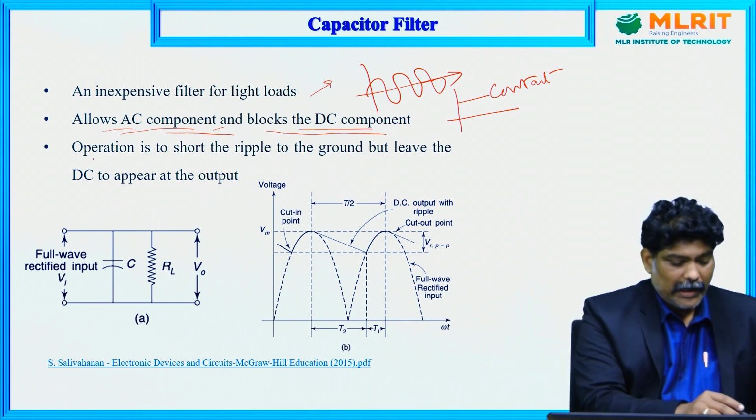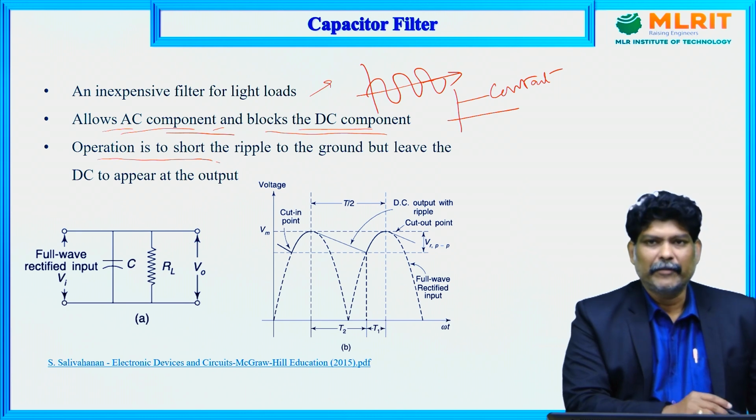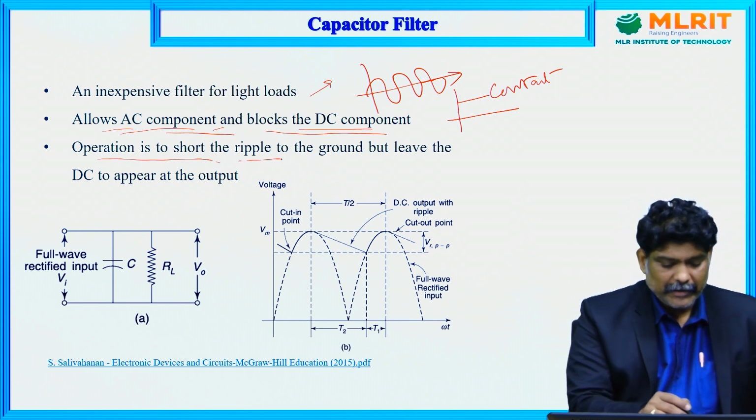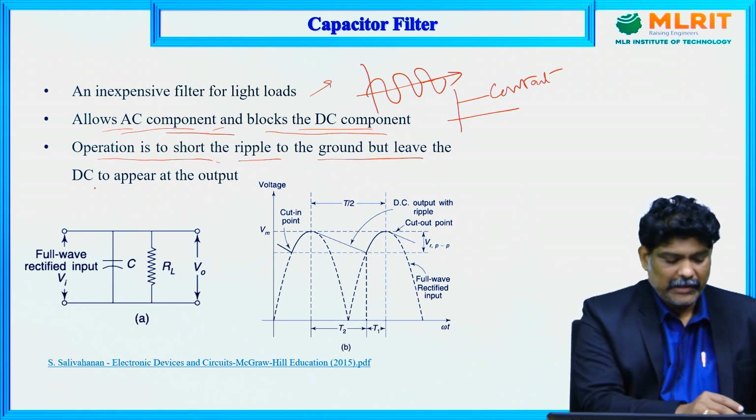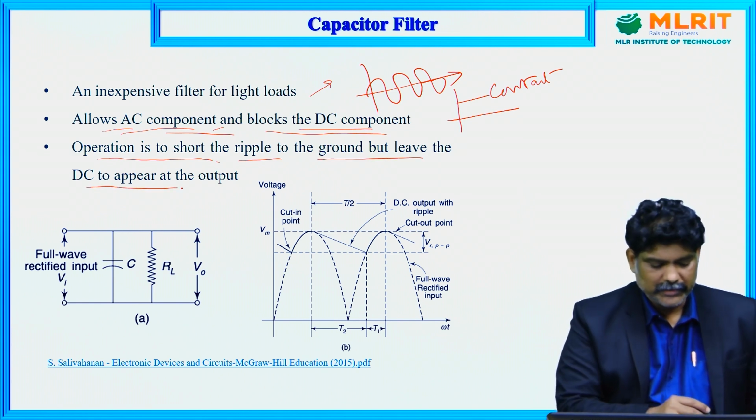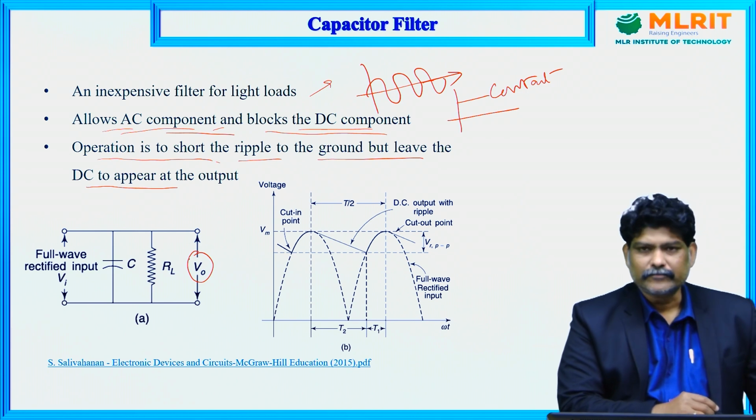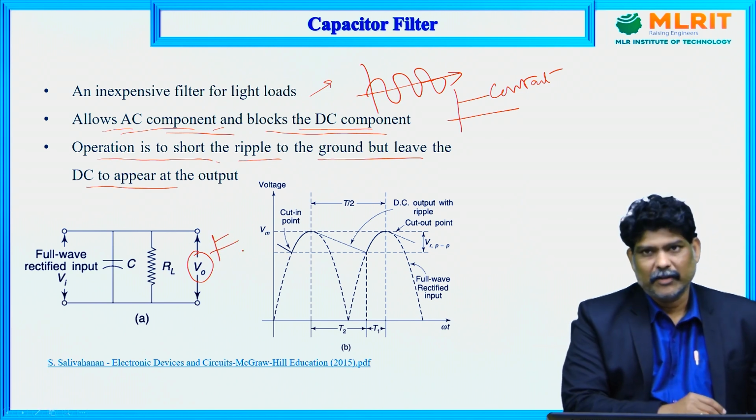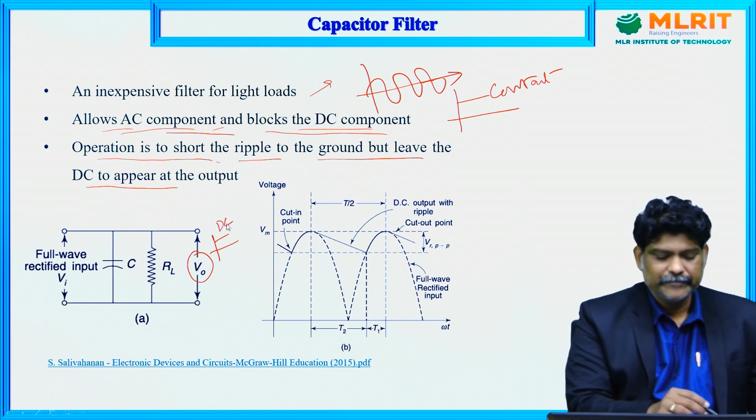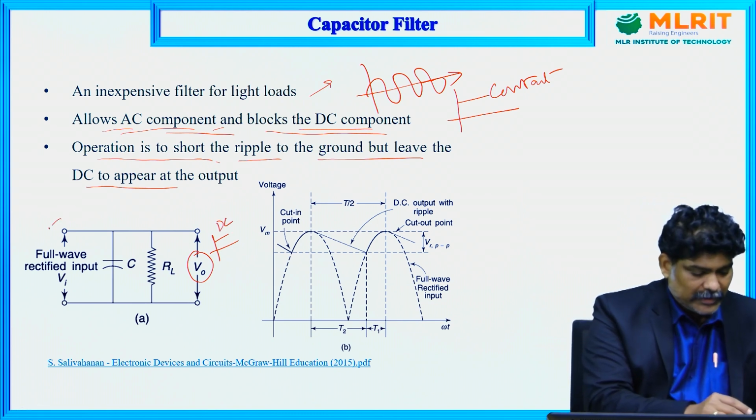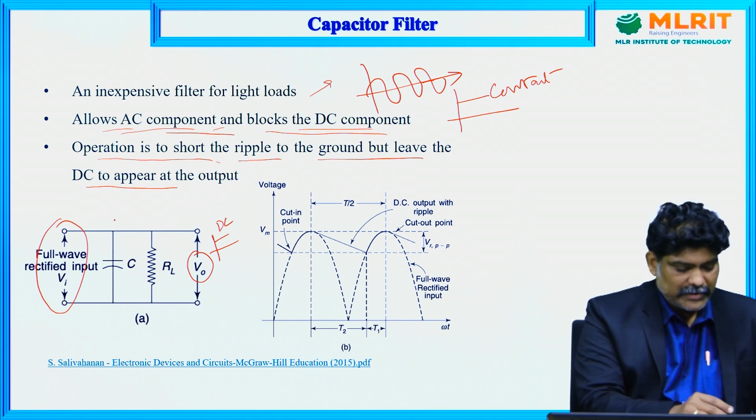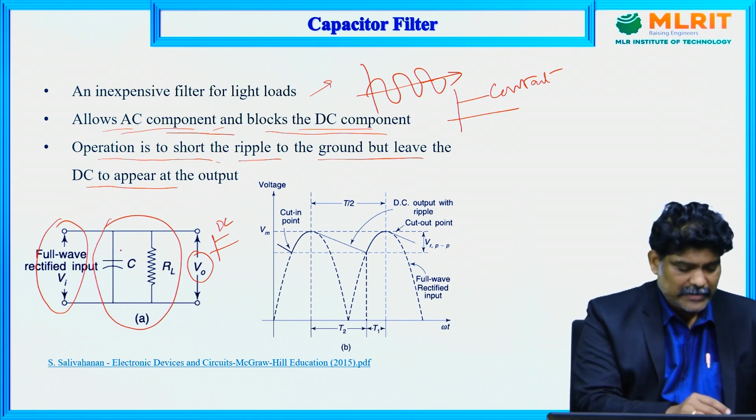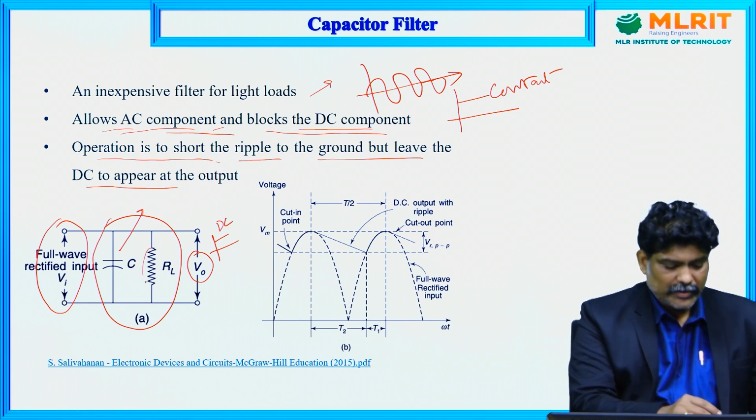The basic operation of this capacitor filter is to short the ripple to the ground but leave the DC to appear at the output. So here you will get pure DC, or you can say a ripple free DC component. This is your rectified output applied to the filter circuit, the capacitor filter. In the capacitor filter, the capacitor is connected across the load resistor.